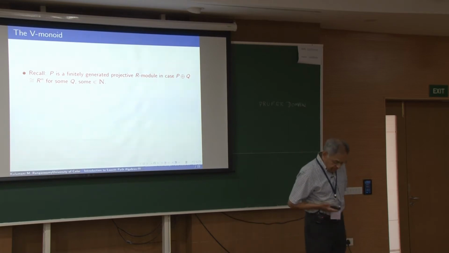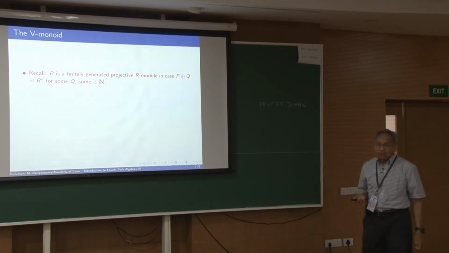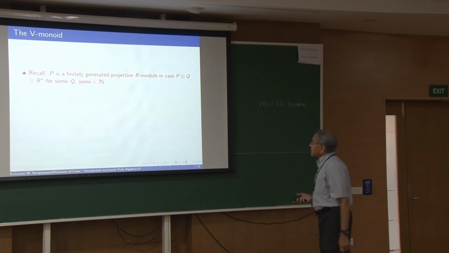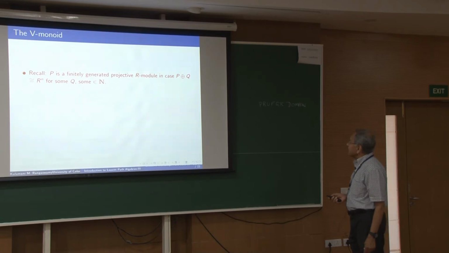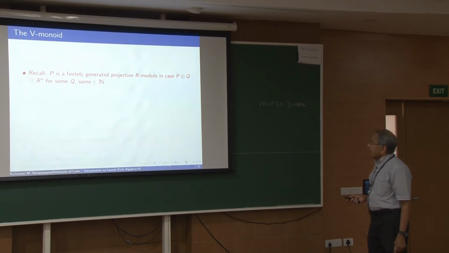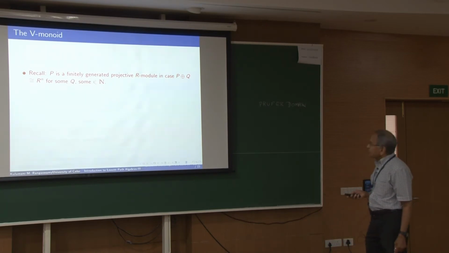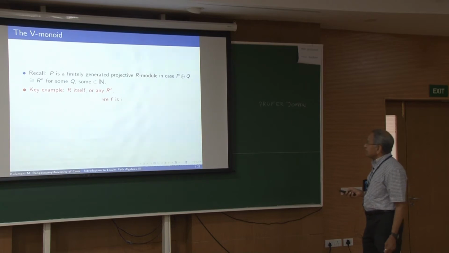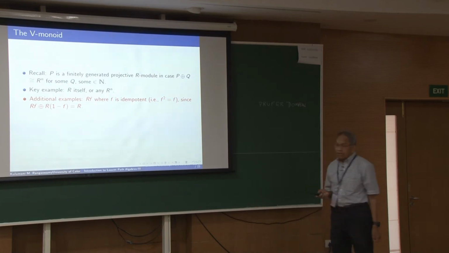Next, I'm going to talk about some of the ideas leading up to the Grothendieck groups here. So we talk about the V monoid. A quick recall, bear with me. P is a finitely generated projective module, means that there is another module Q, so that the direct sum P plus Q is isomorphic to R^n for some n, again, there's a typo here, some n in the natural numbers. Of course, R itself is R^n with n equal to 1. Additional examples are, if E is an idempotent, then the module RE is always a projective module because it is a direct summand of R.